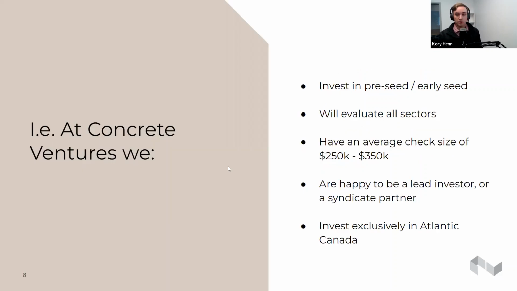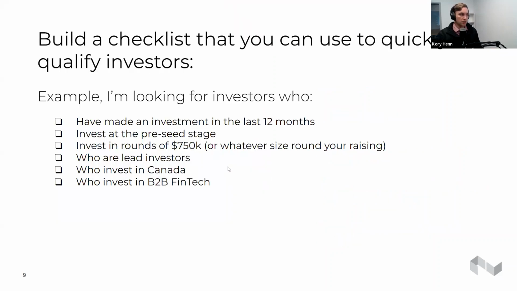So how do you determine fit, very quickly? The best way I have found to do this is to build a checklist that you can use to quickly qualify investors based off of the criteria we just talked about. So in this example, let's pretend we are a B2B fintech company raising a pre-seed round of $750,000. So our criteria that we're going to be evaluating investors against is going to look a little something like what we have here on the screen.